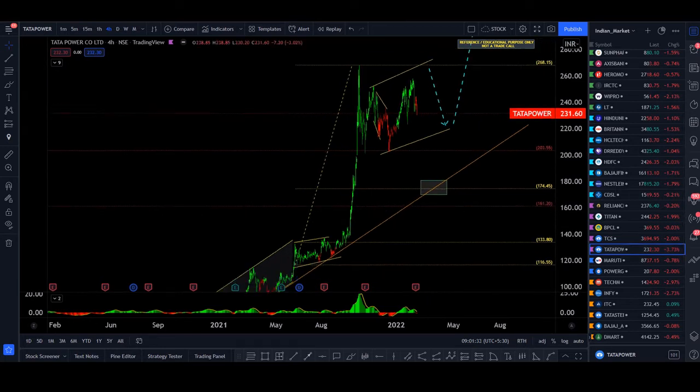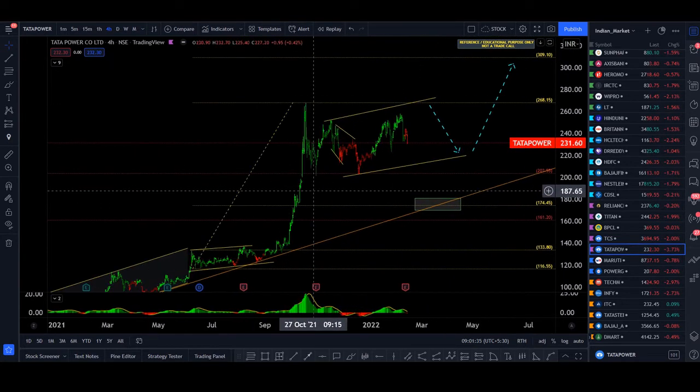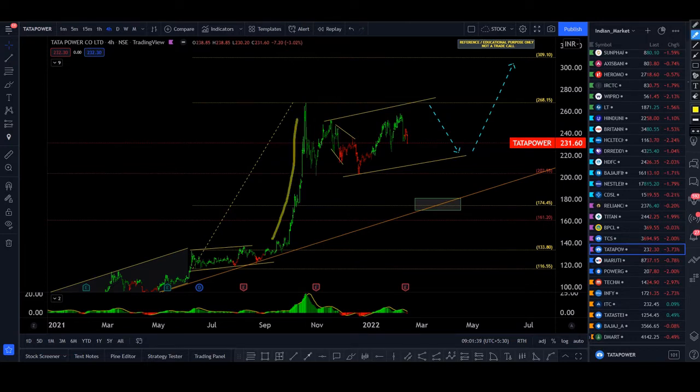Okay, this is Tata Power. This is not fully complete yet. As you can see, this is an impulsive move, then it came down for A, then this looks like the whole B wave, A, B, and then you may get another down to complete the wave, but further up.